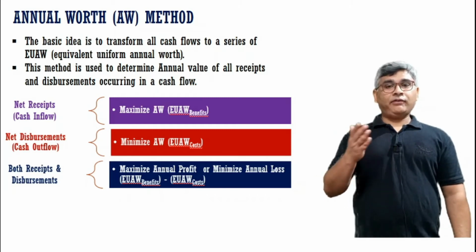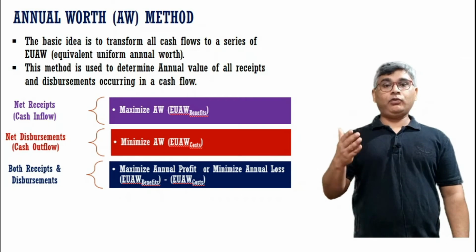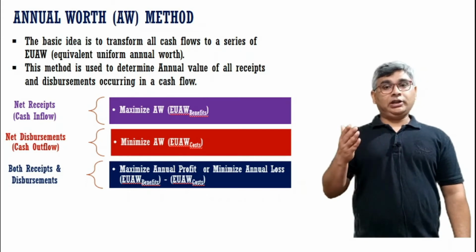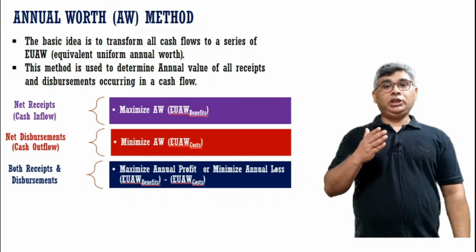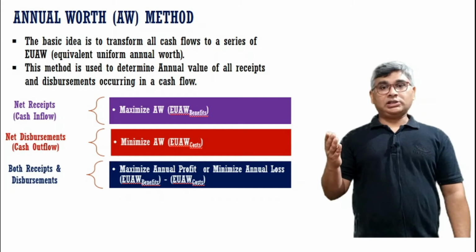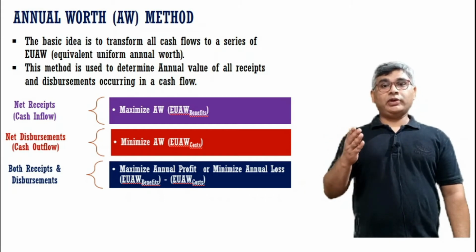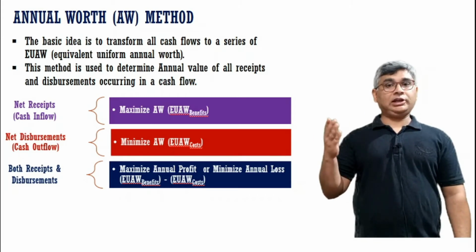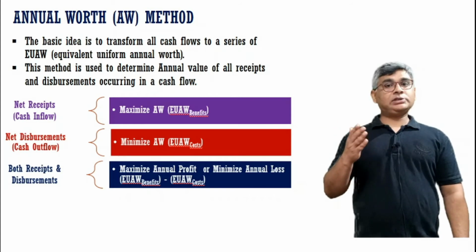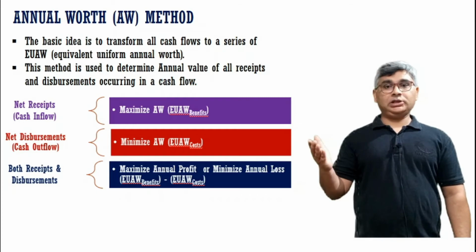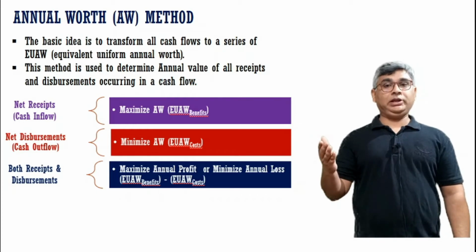In case we have a cash flow where we have inflows as well as outflows, that is both the receipts and the disbursements, then we have to take the difference between the annual worth of the benefits and the annual worth of the cost. Depending upon the sign, if the benefit minus cost value comes out to be positive, then the alternative with the maximum positive value is the selected one. And if this difference comes out to be negative, the one with the minimum expenditure, that is the minimum negative value, will be the selected criteria, because that is the kind of expenditure.